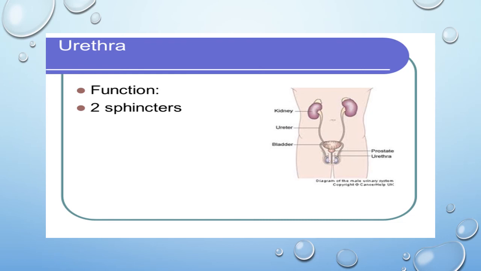The second sphincter is the external urethral sphincter. This is made up of skeletal muscle and is voluntary. That's when you literally go to urinate. You allow yourself to urinate.